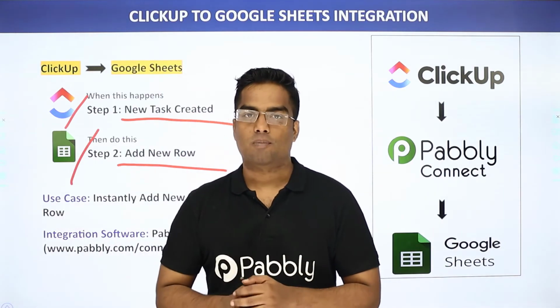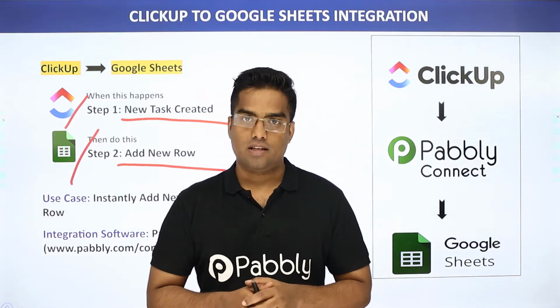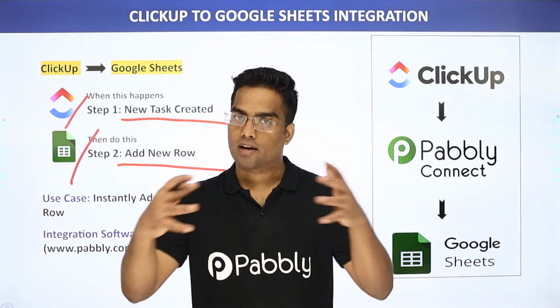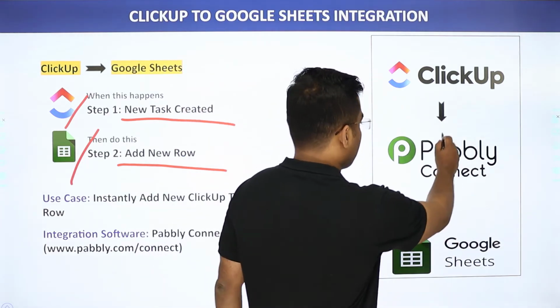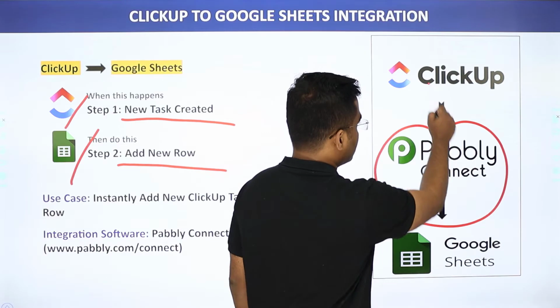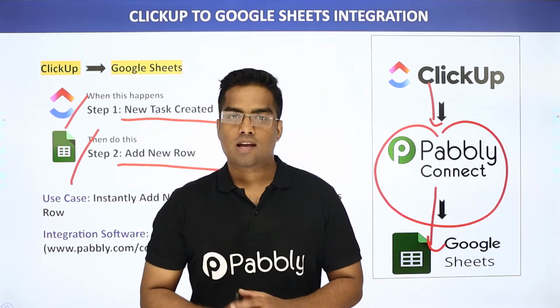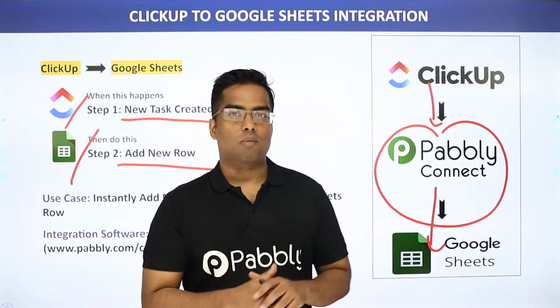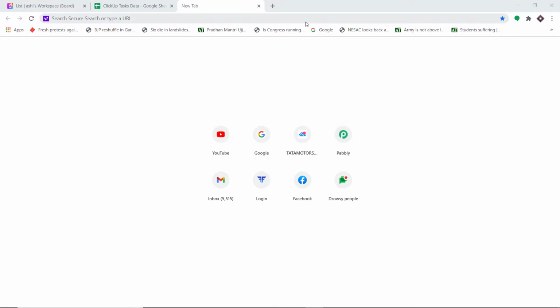But there is one minor problem. There is no integration between ClickUp and Google Sheet. So in cases like these, we need to bring a third app to properly connect them both. So in this video, we will be using Pabbly Connect to integrate ClickUp and Google Sheet. And the best part of using Pabbly Connect is, there is no need for coding skills or programming knowledge. It can be done easily. Let me show you on my screen.